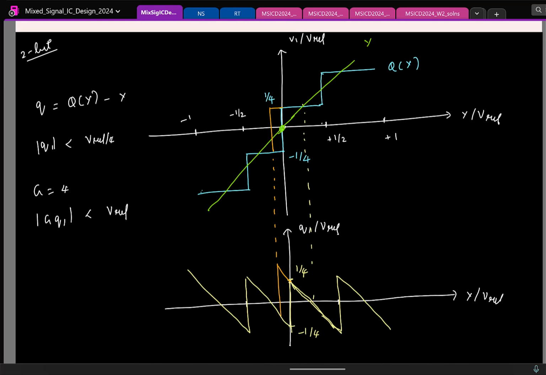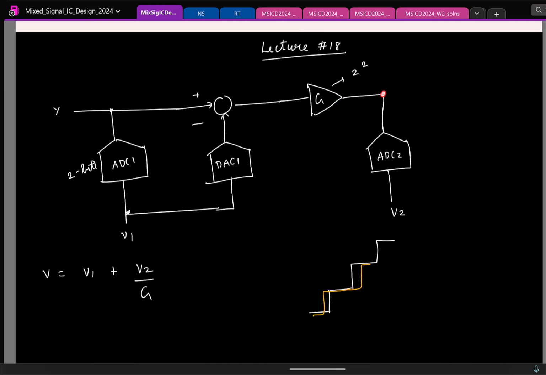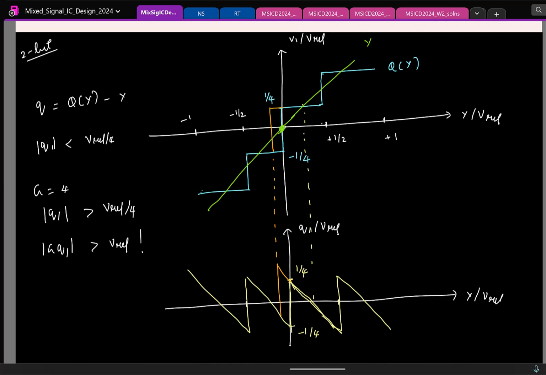So now it is clear that the moment you have any error in the comparator threshold voltages, the quantization noise in fact goes beyond Vref by 4. So which means if I use a gain of 4, the gain times quantization noise will exceed Vref. And this is a big red flag, because the entire business of cancelling the quantization noise relies upon the fact that the second ADC here is able to faithfully digitize the signal here. So if it exceeds the range, it's completely screwed up. So this will be a big problem.